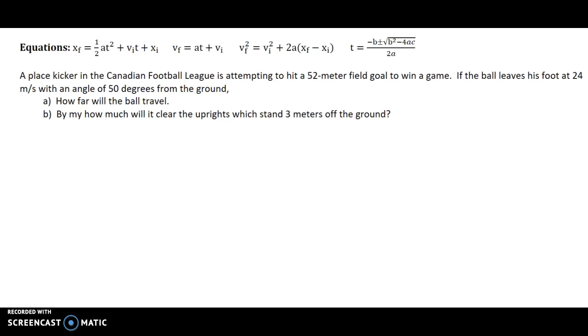If the ball leaves his foot at 24 meters per second with an angle of 50 degrees from the ground, A, how far will the ball travel? And B, by how much will it clear the uprights, which stand 3 meters off the ground?